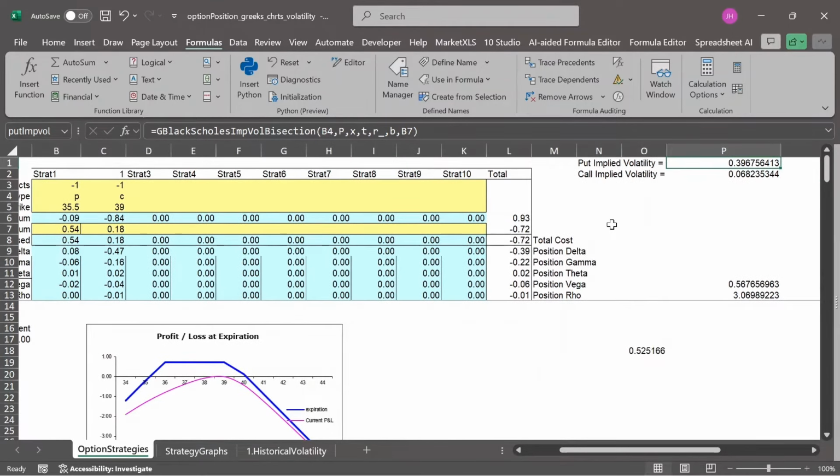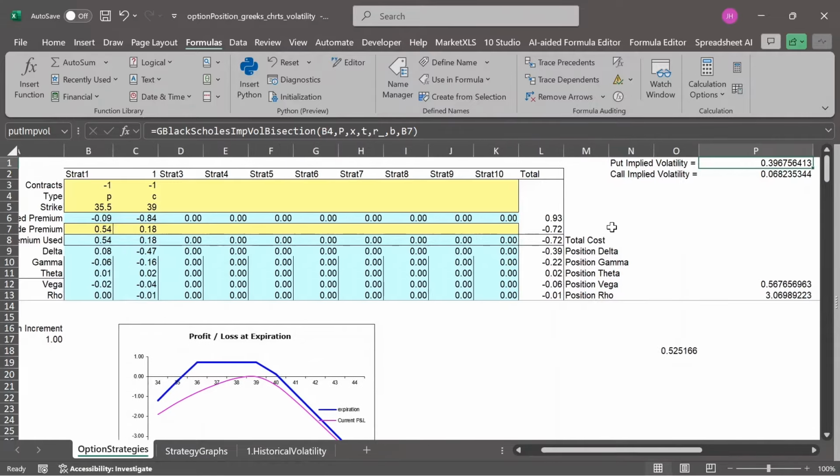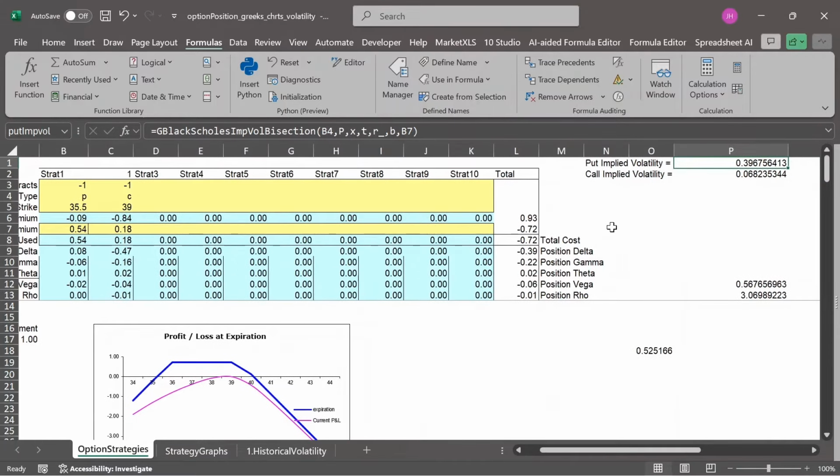The main way to trade options with these strategies is volatility arbitrage. There's really two basic rules. When implied volatility is higher than historical volatility, you sell the option. When implied volatility is less than historical volatility, you buy the option.